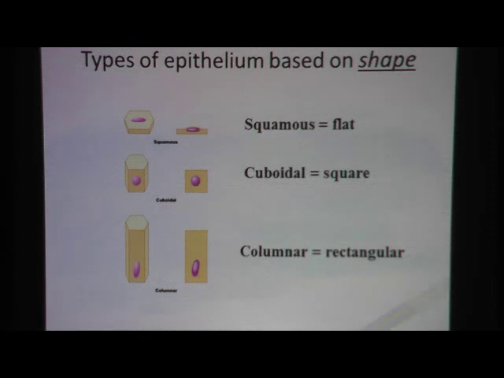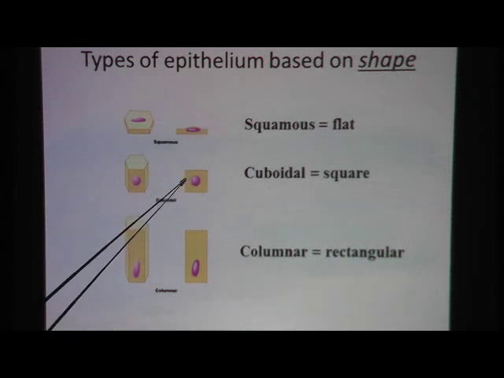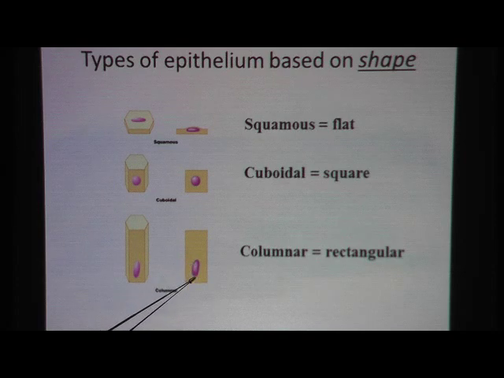Shape: we talked about squamous shape being squished. SQ for squished, SQ for squamous. You can talk about the shape being more square, so that the height is about the same as the width. That would be a cuboidal cell. And the columnar cell is more rectangular, in that the height is a lot taller than the width. Notice here the nucleus looks squished horizontally, here the nucleus is perfectly round, and here sometimes you will see the nucleus being more oval lengthwise, a more vertical oval.